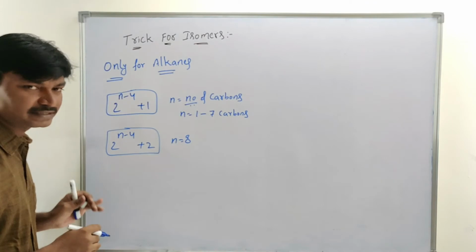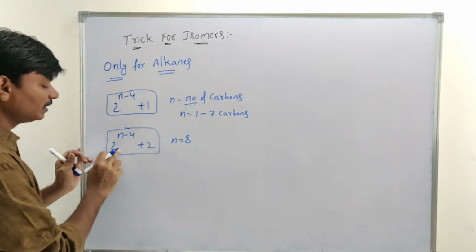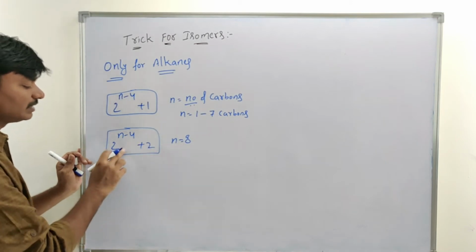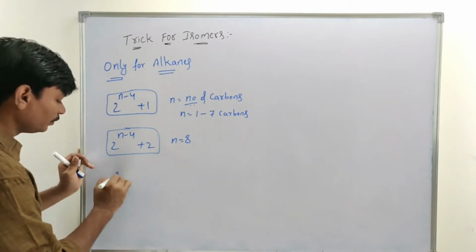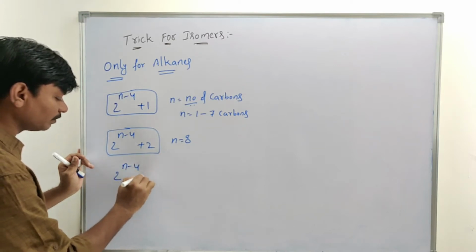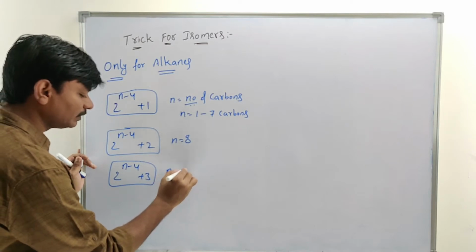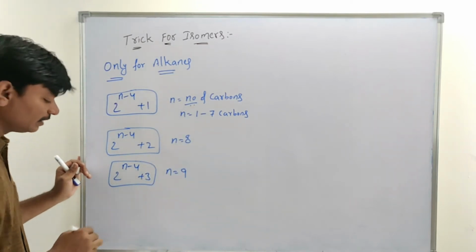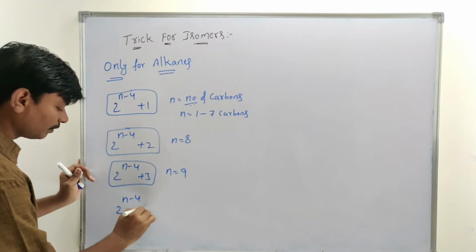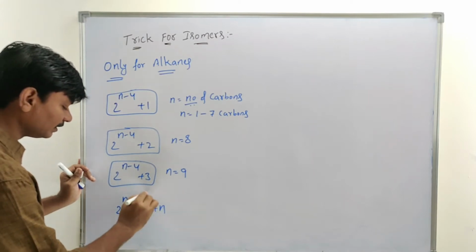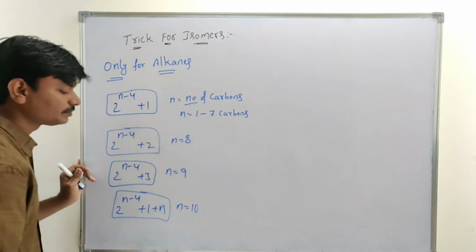n equal to 8 means if any alkane has 8 carbons, then it is 2 power of n minus 4 plus 2. Then 2 power of n minus 4 plus 3. This formula is used for n equal to 9. Clear? Then 2 power of n minus 4 plus 1 plus n. This formula is used for n equal to 10.